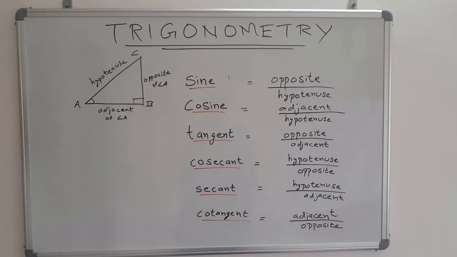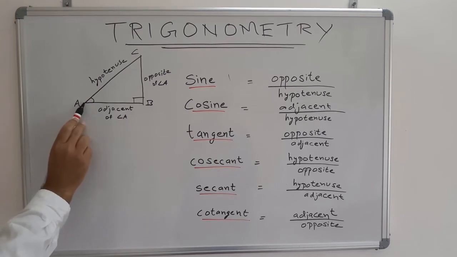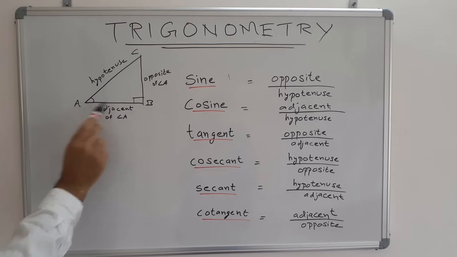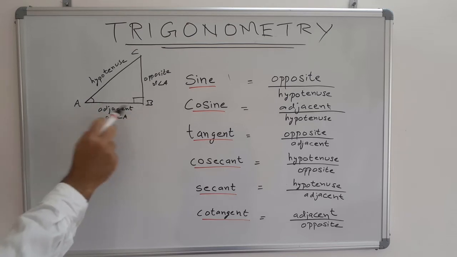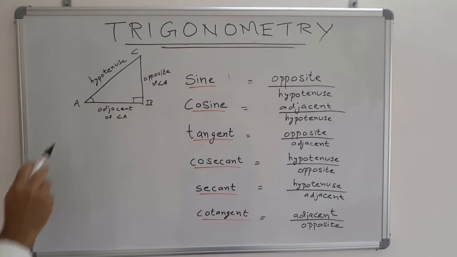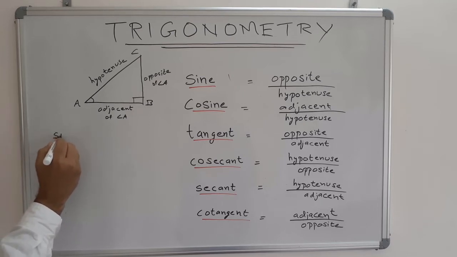Now we can take A. So what is the adjacent side of A? It is the side that touches A, and that is AB. And what is the opposite side of A? That is BC. And hypotenuse is AC for this triangle. Hypotenuse is the side which is opposite to the right angle. So these are the sides, and we'll write down all the ratios.